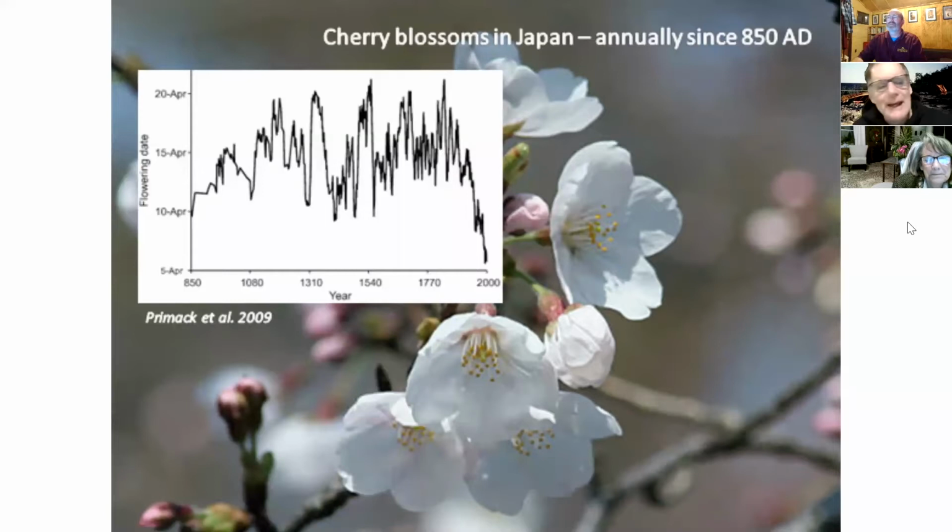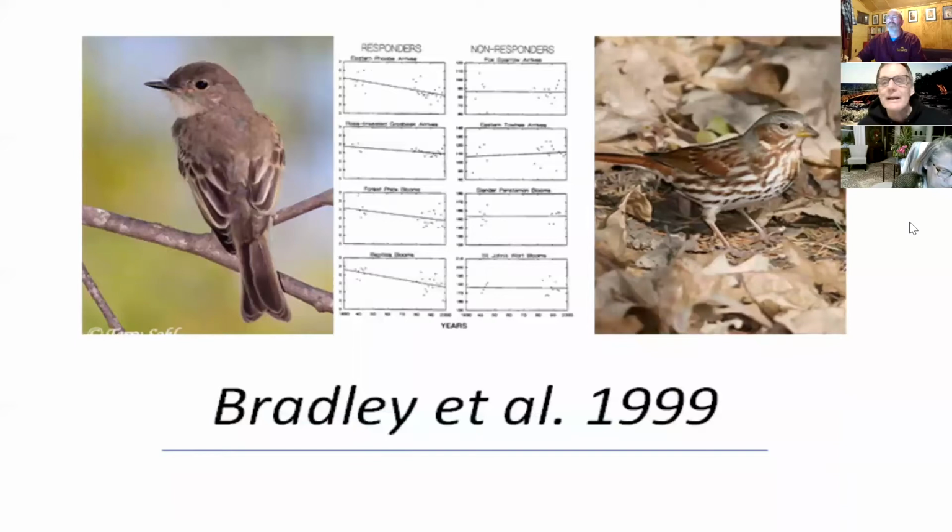And if you look, 850 is when they started recording in history when the blossoms bloom. Now, if you look at that up to 2000, you can see the significant changes over time. And we're talking about climate change. David was referring to that. You can definitely see how in the last 50 years the arrival of the cherry blossom is considerably earlier than it was in 850.